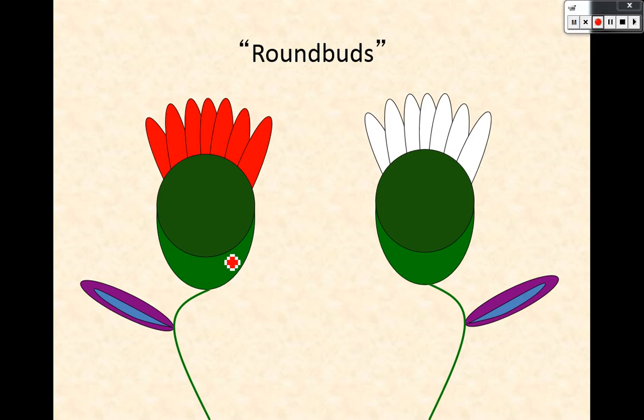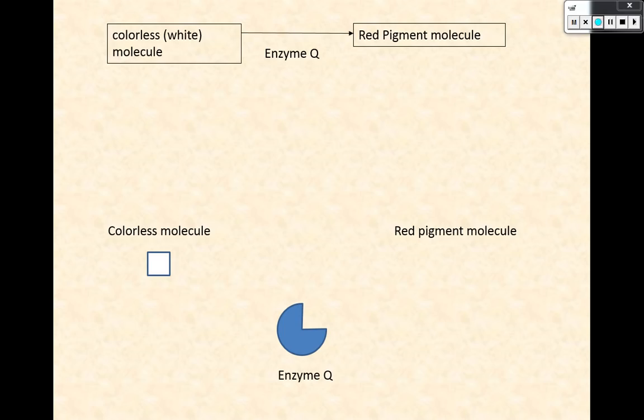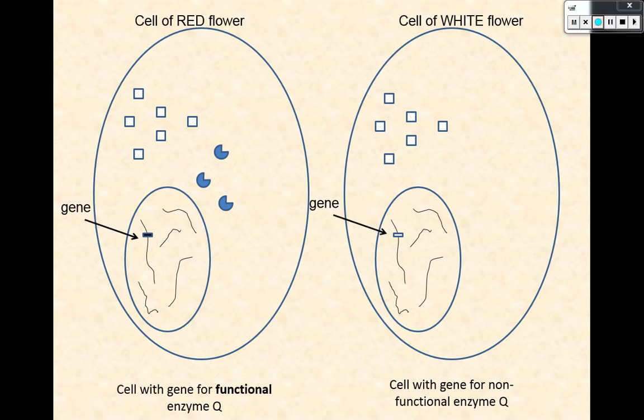So we have our round buds again. We remember these. We have red flowers and white flowers. And just to recap, remember we have this colorless molecule, goes into enzyme Q, turns into a red pigment molecule. That's when we have a functional enzyme Q.